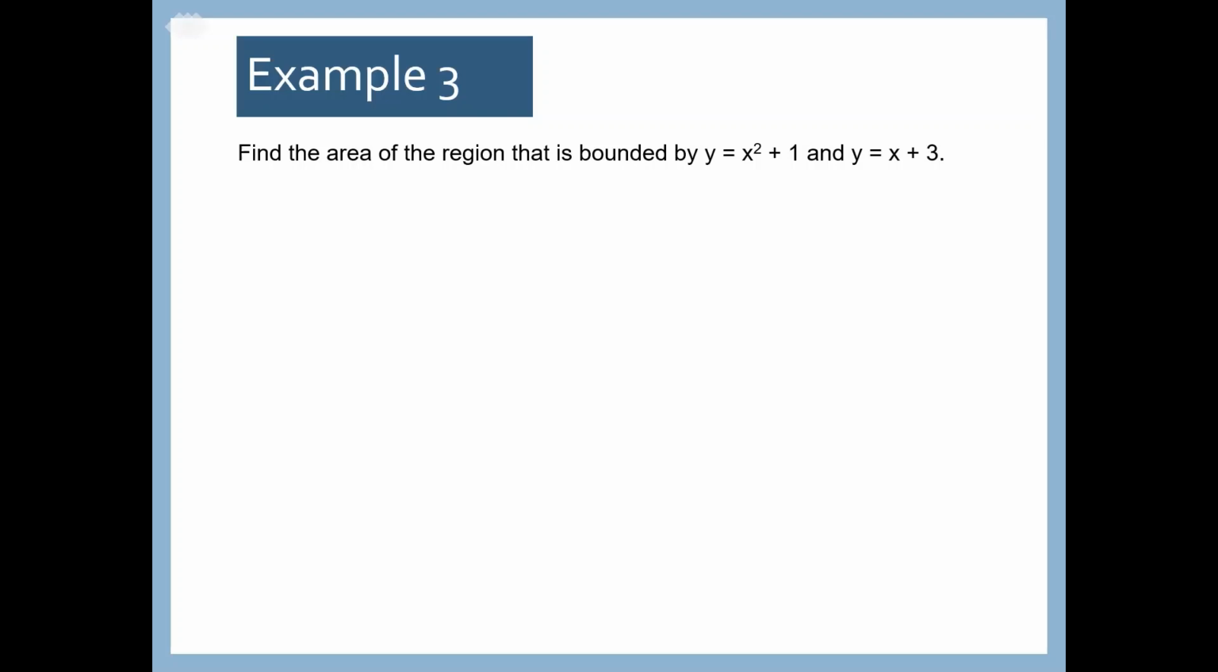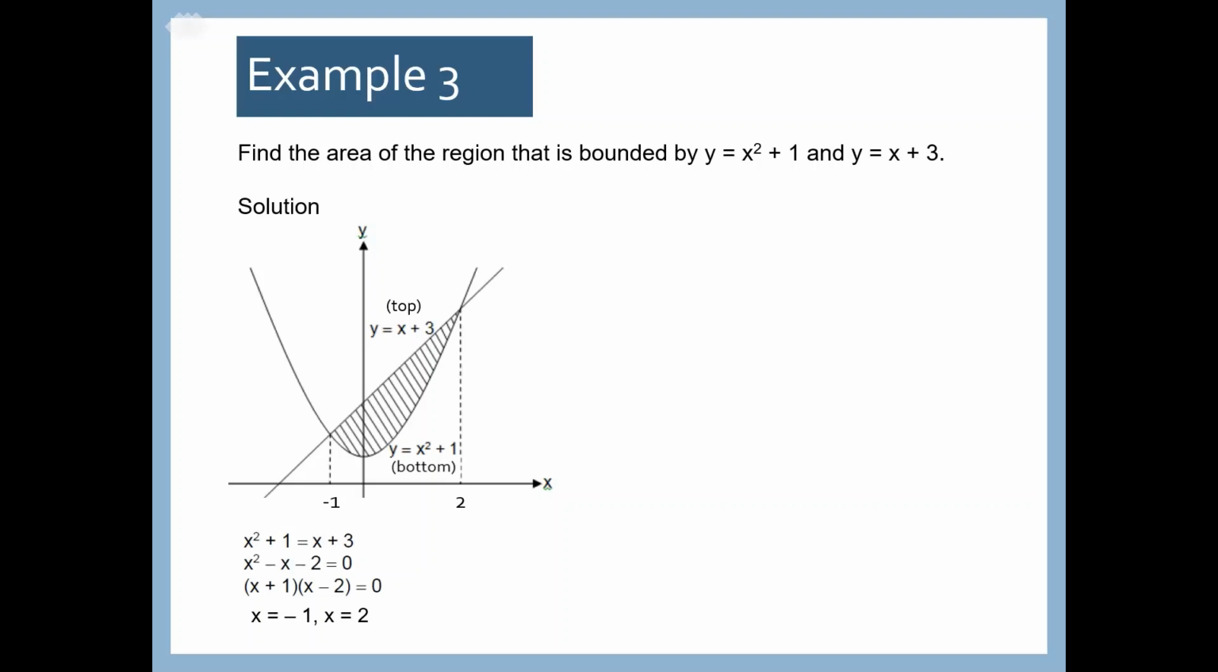Refer to example 3. Find the area of the region that is bounded by y equal to x squared plus 1 and y equal to x plus 3. Given that y equal to x squared plus 1 and y equal to x plus 3 are quadratic function and linear function respectively, which are represented by the following graph. By equating both functions and solving for x, you will obtain two intersection points at x equal to negative 1 and x equal to 2.